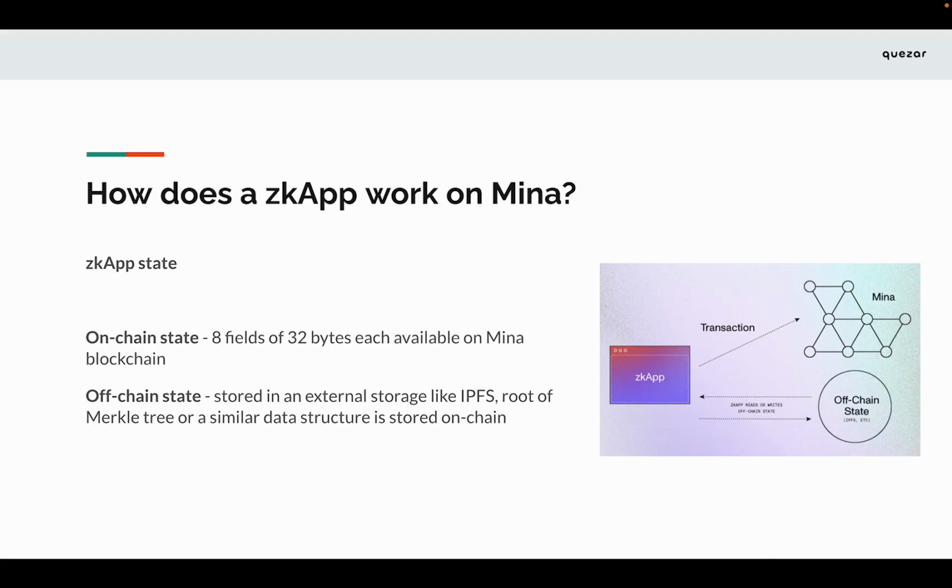A zkApp may contain on-chain state or off-chain state. On-chain state, as we have discussed earlier, is smaller in size. We have only 8 fields of 32 bytes each available on the Mina blockchain for a zkApp. Off-chain state can be stored in an external storage like IPFS, where we only store the root of a Merkle tree or a similar data structure on one of the 8 fields of the Mina blockchain.